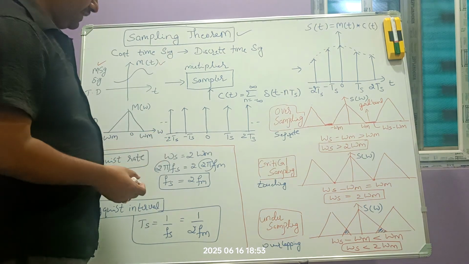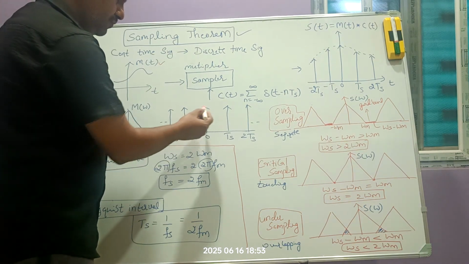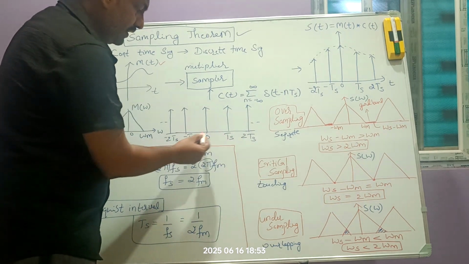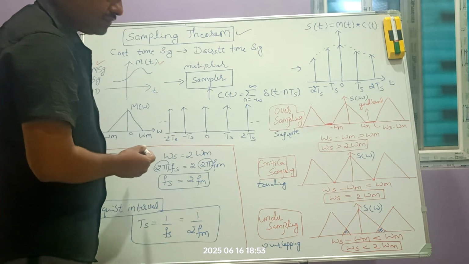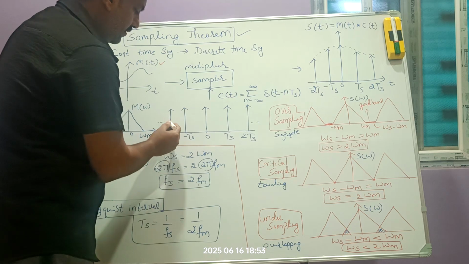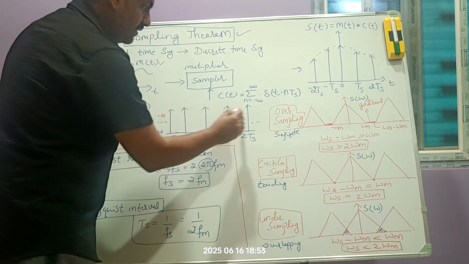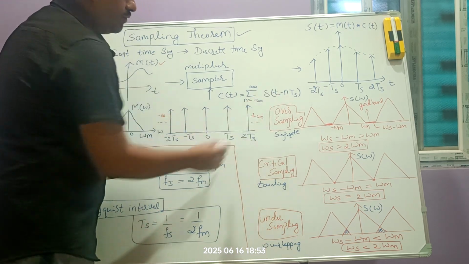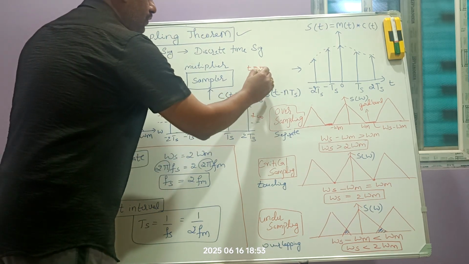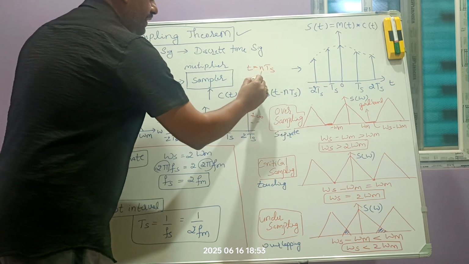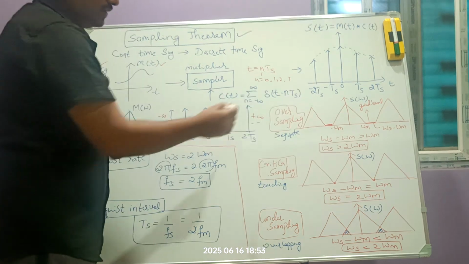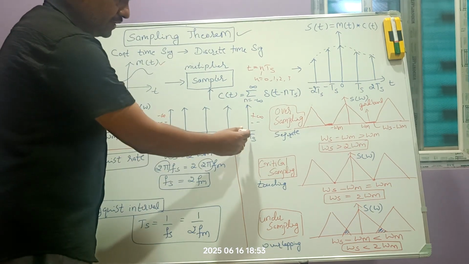Then after that we'll take c of t. So c of t is this one, which is a train of pulses. It is at 0, ts, 2ts, minus ts, minus 2ts. So c of t, the train of pulses, is the sum from n equals minus infinity to plus infinity of delta of t minus n ts. Its meaning is at t equal to n ts, where you can take n values 0, 1, 2, 3 like that. So that is what we have written as c of t.